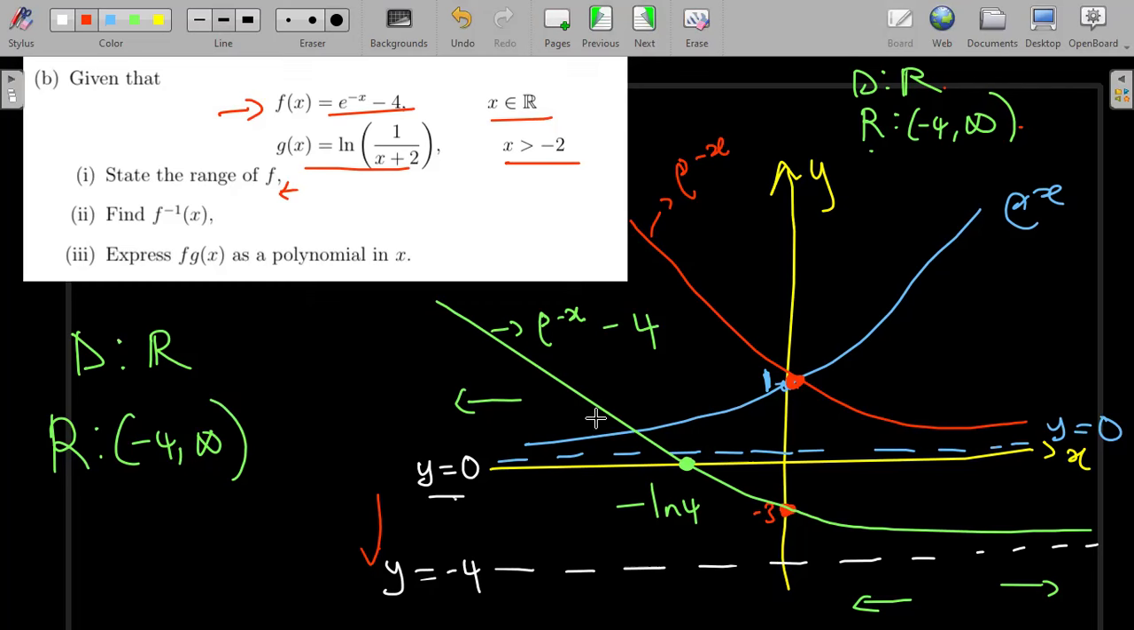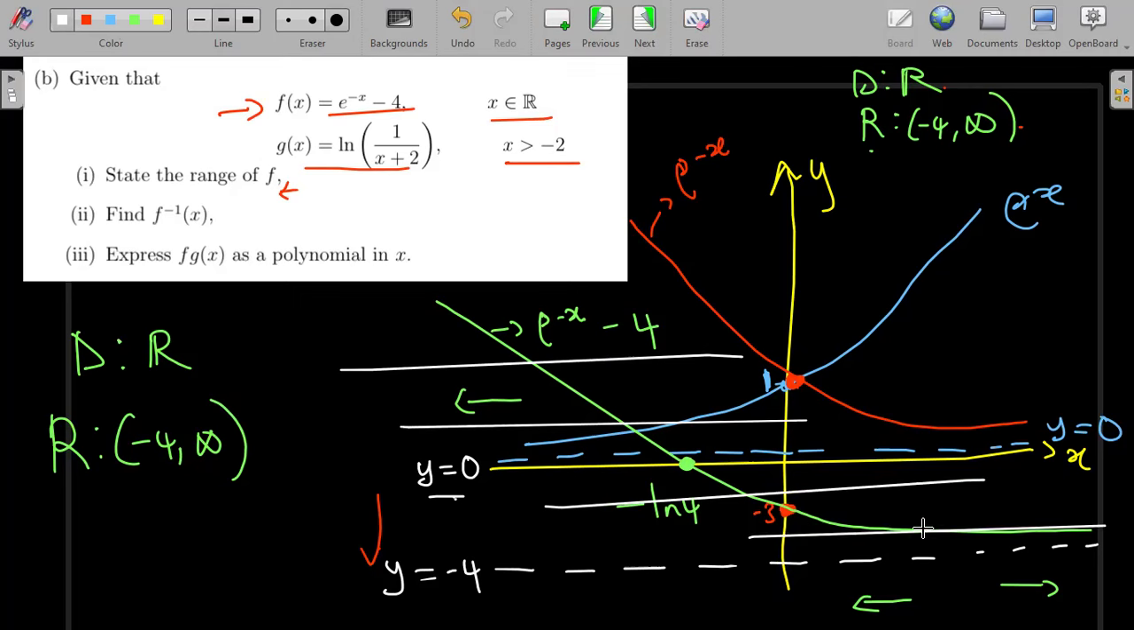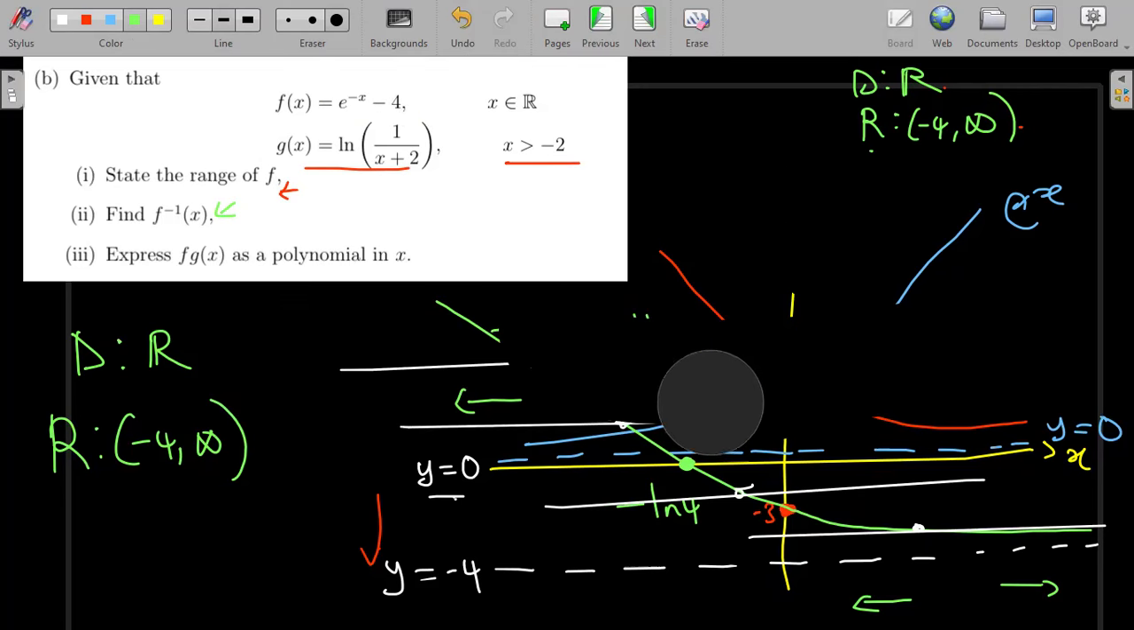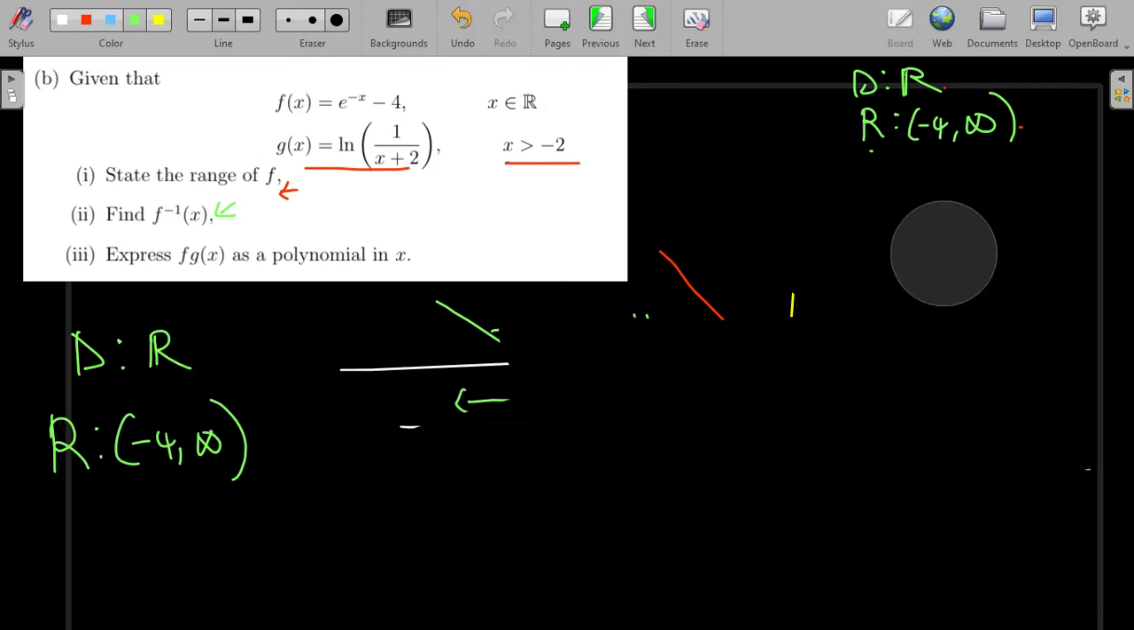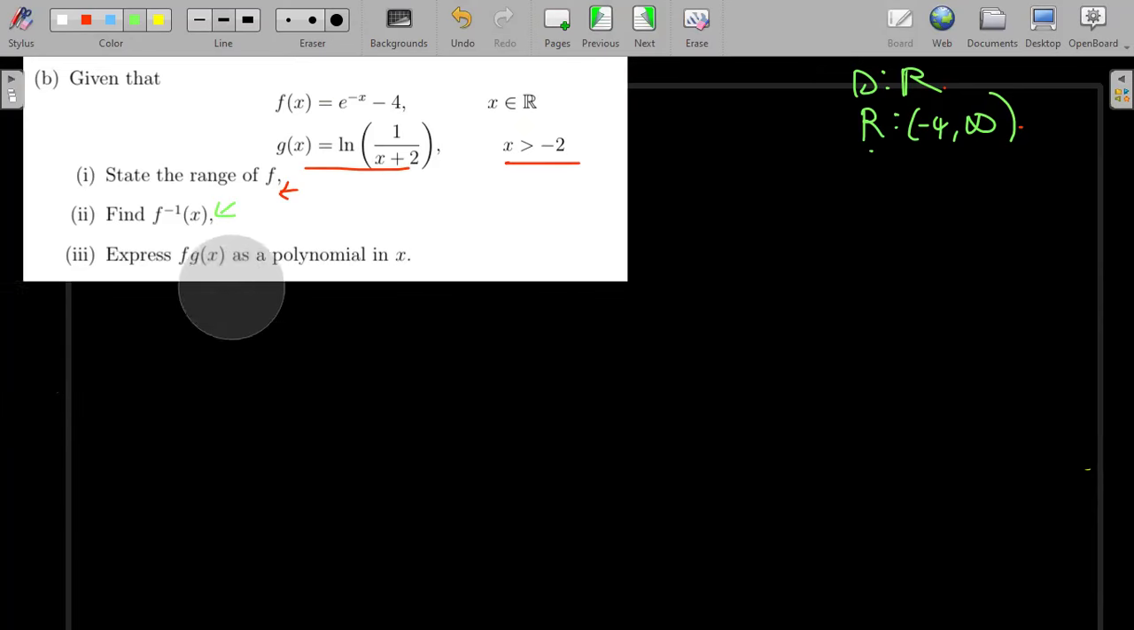So this function in green has an inverse, because when I use the horizontal line test, I can draw a horizontal line anywhere and it touches the graph at only one point like that. So it means it's a one-to-one function. No wonder we are able to find its inverse here. So now let's find its inverse. The range we found is from minus 4, not included, all the way to positive infinity.